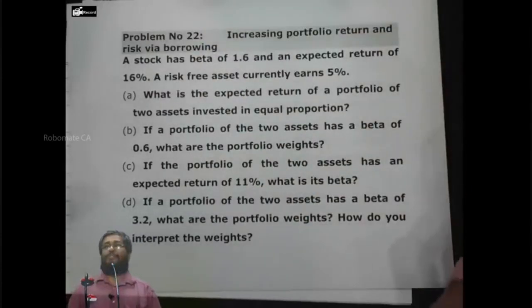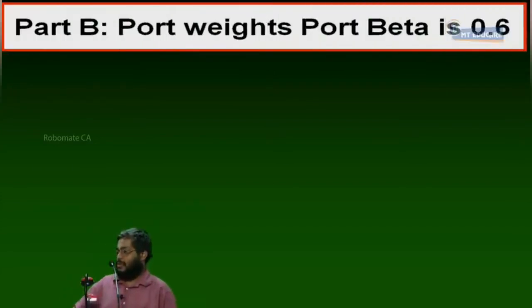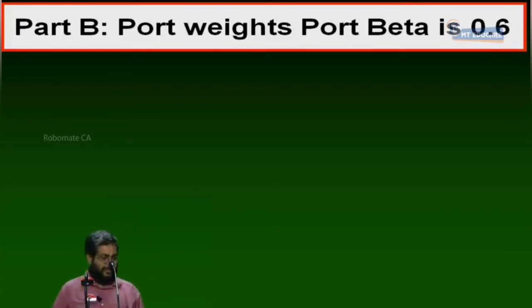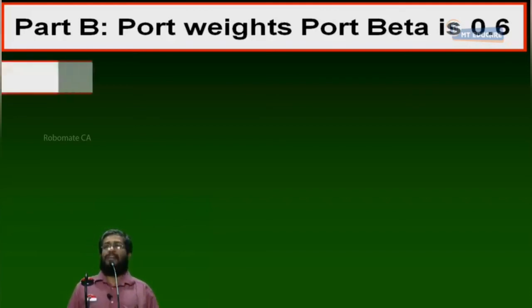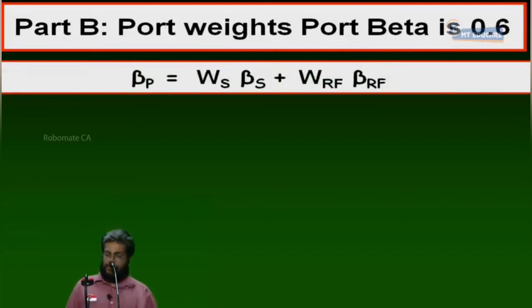Now, write down. Next. Part 2. Portfolio weights. Part B. Portfolio weights to achieve a portfolio beta of 0.6. Now, can I start or not? Beta of portfolio is equal to WS beta S. What is WS? Weight of security into beta of security plus what? WRF beta RF. WS beta S plus WRF beta RF.